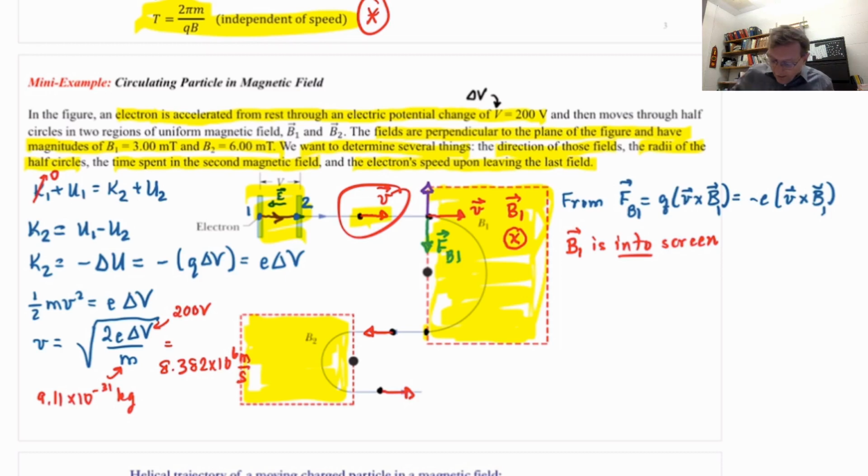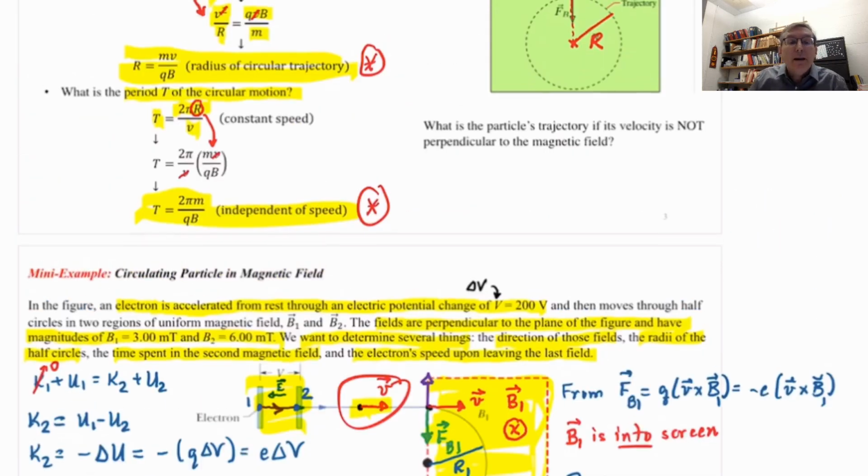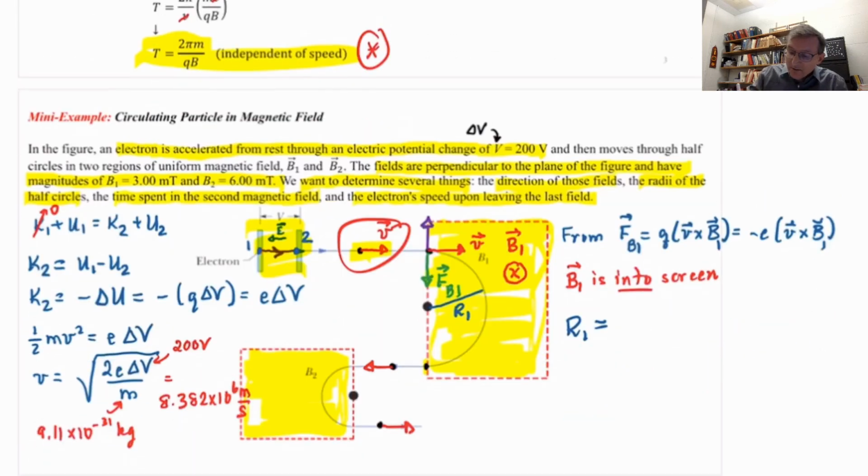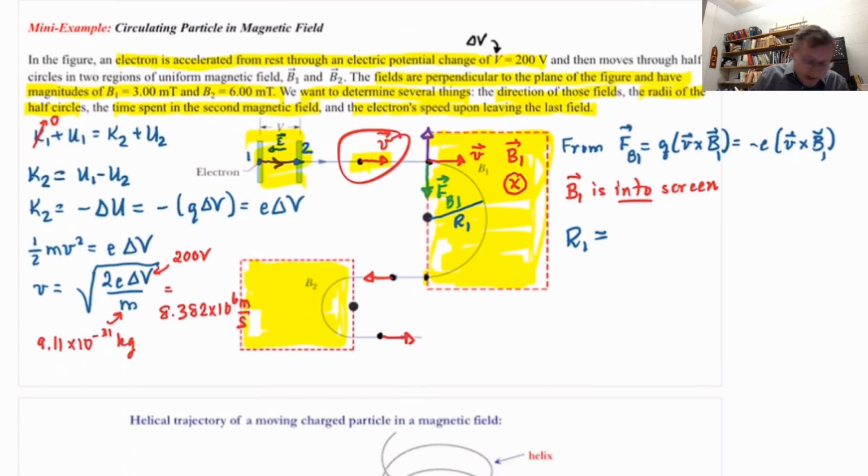And then we can figure out the radius of that circular motion, right? There's a radius there. I'll call it R1. And I'm just going to go straight to the formula we just derived, right up there for the radius: mv over qB in this region here. So that'll be mv. I want the magnitude of the charge, little e, and the B I would use as B1. Now just plug in numbers.